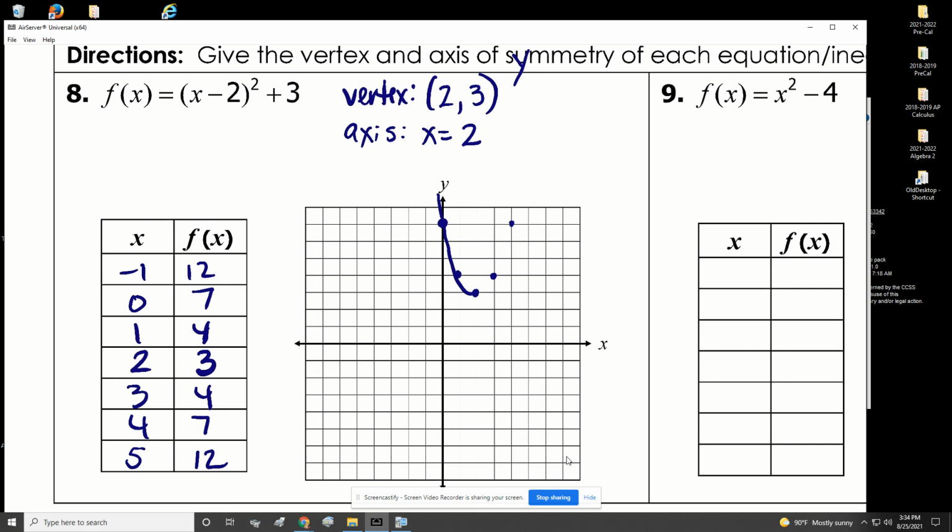Now a parabola is kind of a U shape. It's going to keep on going forever and ever up. That's how you graph.